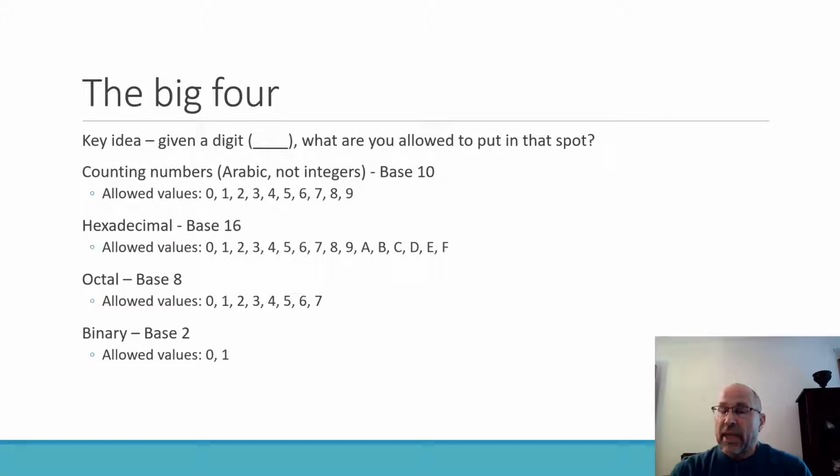Octal, same idea, but we have a smaller set now. So the octal rules are that we only have 8 possible values from 0 to 7. And binary is just 2. Importantly, all of these systems start counting at 0. We don't start counting at 1. We always start counting at 0. So they have all of that in common.